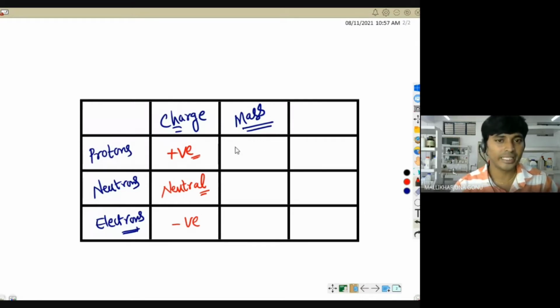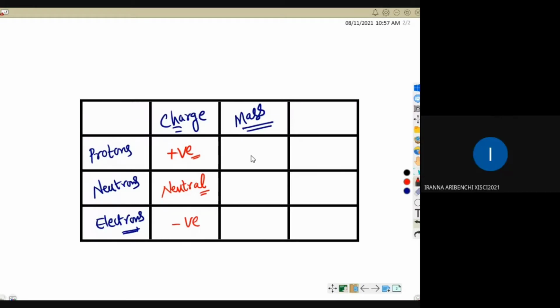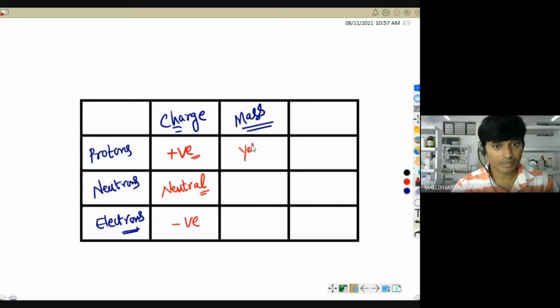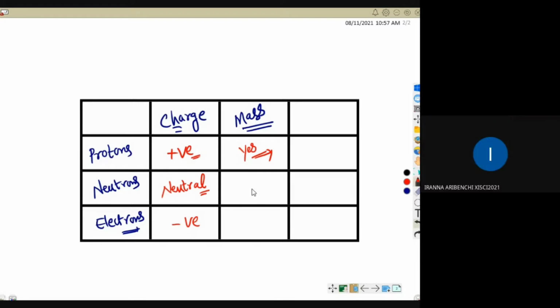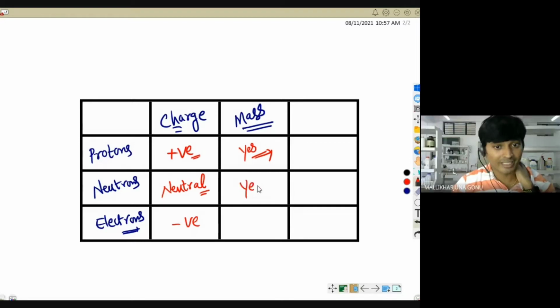Then we will see about the mass. Hiranna, do protons have mass? Yes or no? Yes, sir. Protons have mass. Very good. What about the neutrons? Do neutrons have mass? Yes, sir. Neutrons also have mass. What about the electrons? Do electrons have mass? No, sir. Excellent. So this is the information you should have.